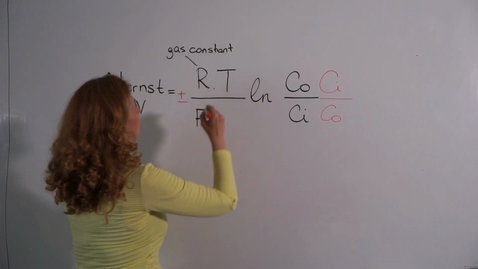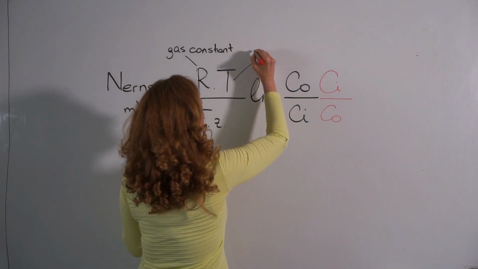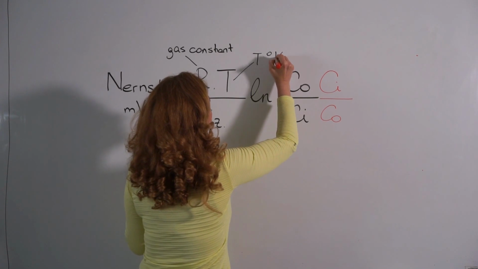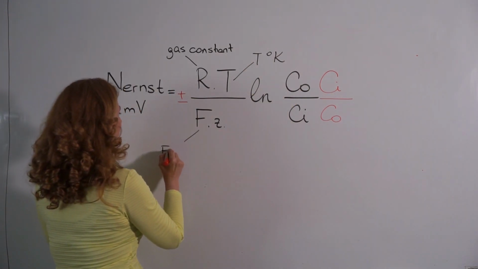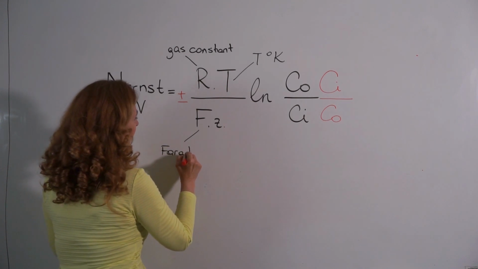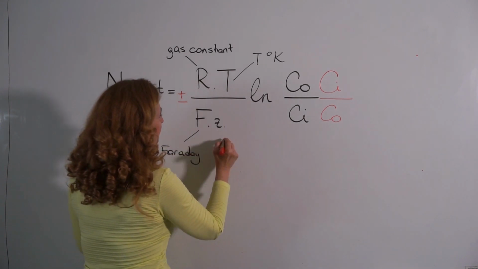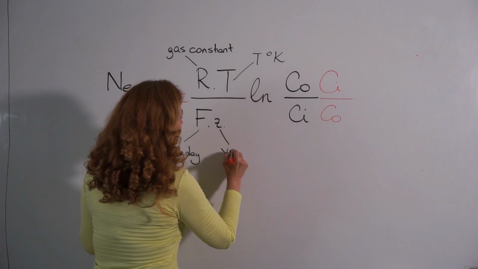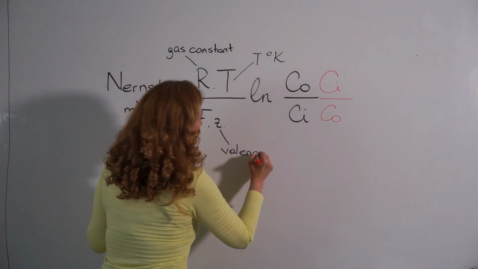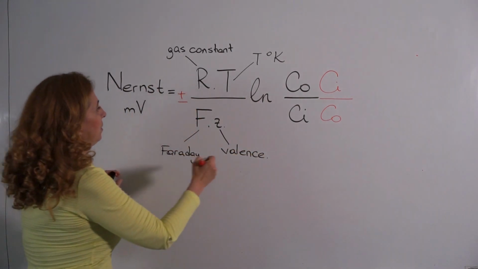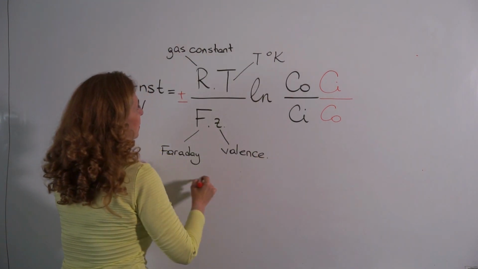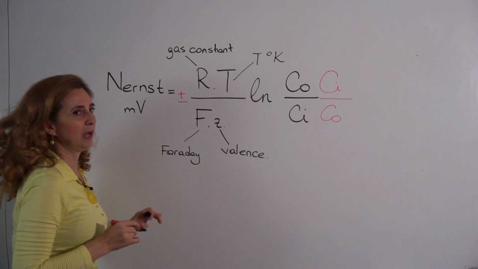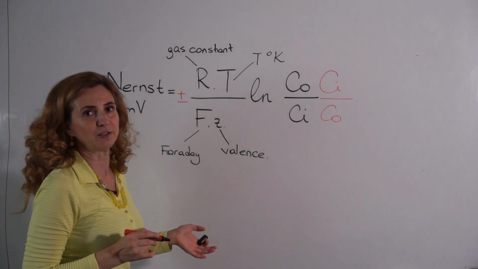So it's a constant number. T is the temperature in degrees Kelvin. F is another constant number. It is the Faraday constant. Z is the valence of the ion that we are using. Because we have a lot of constant numbers in this part of the formula, it can be simplified.